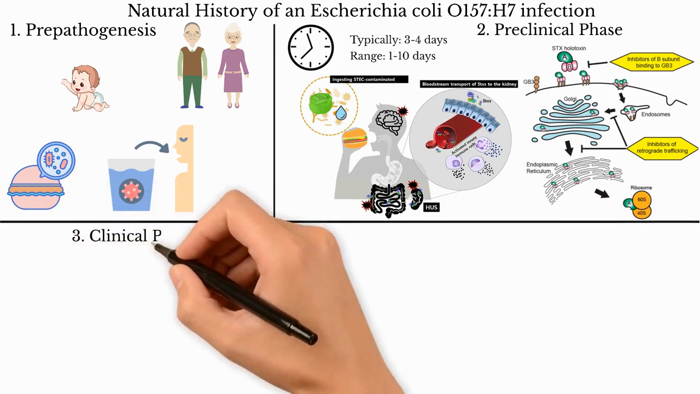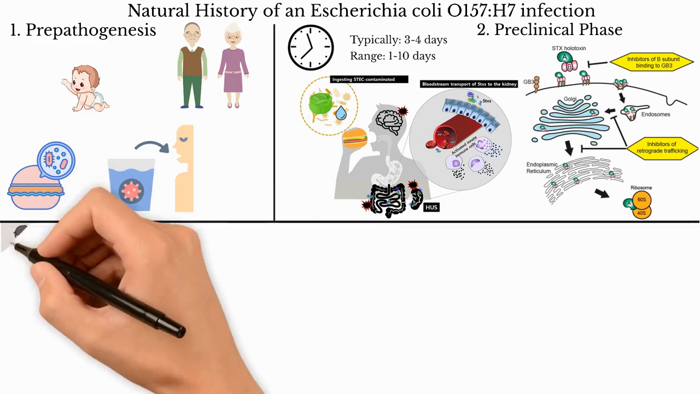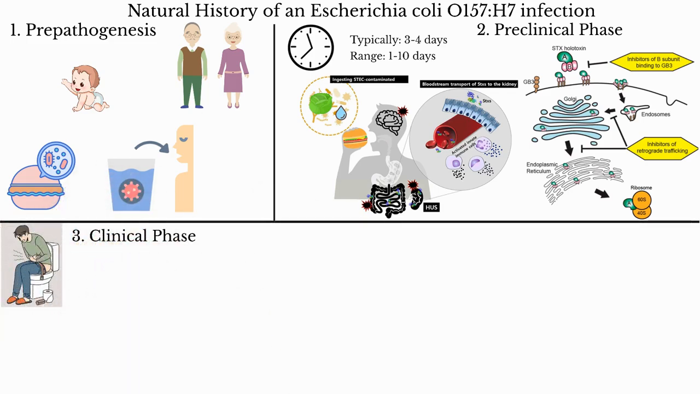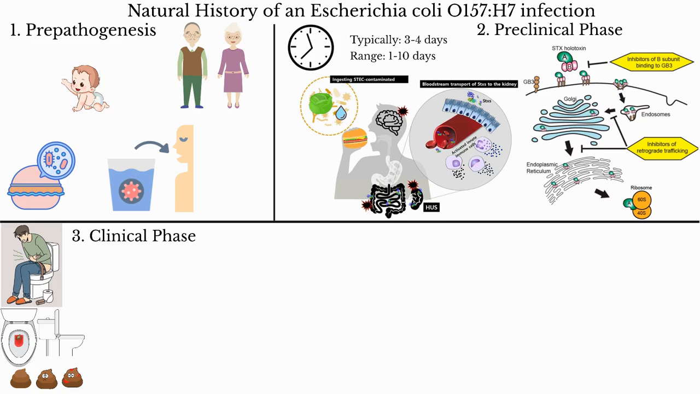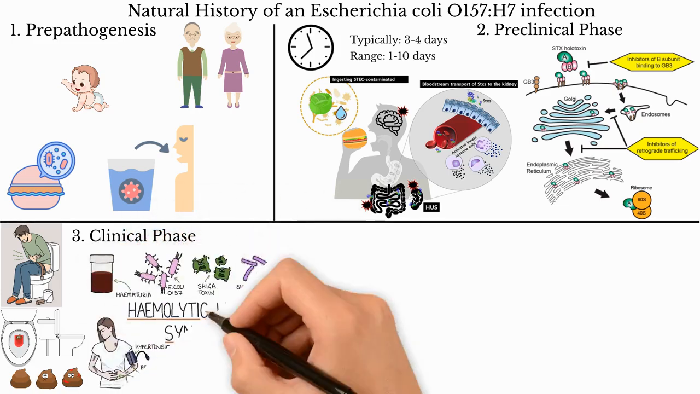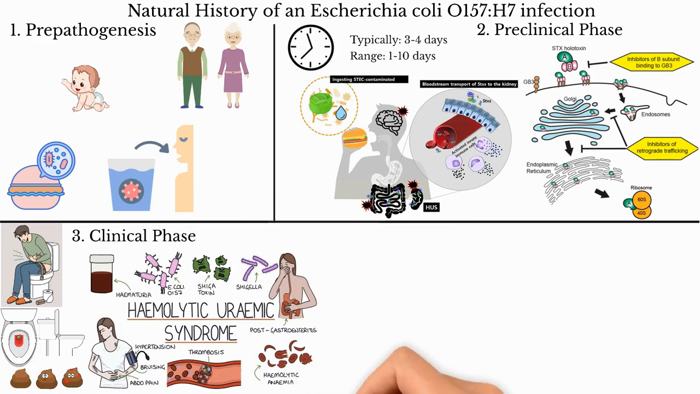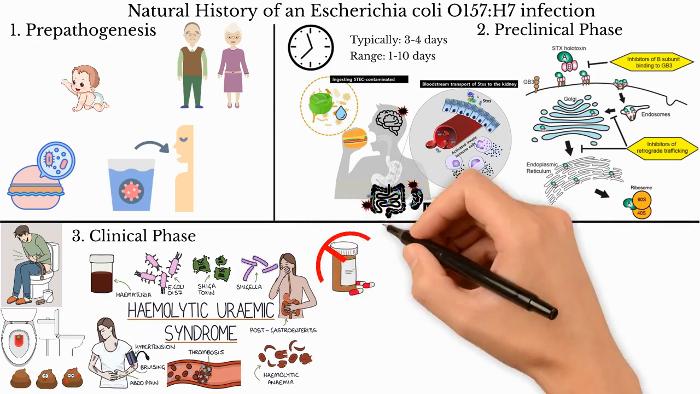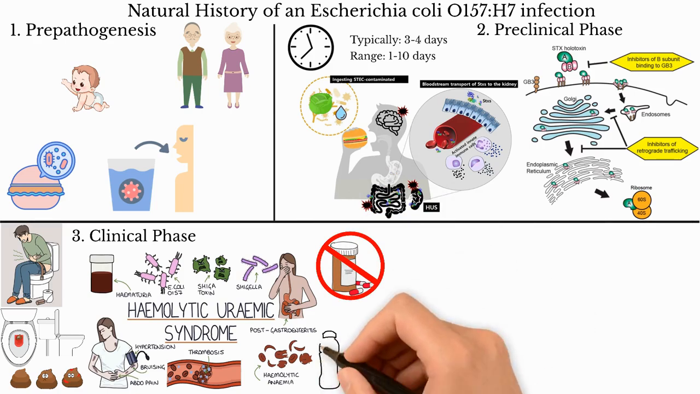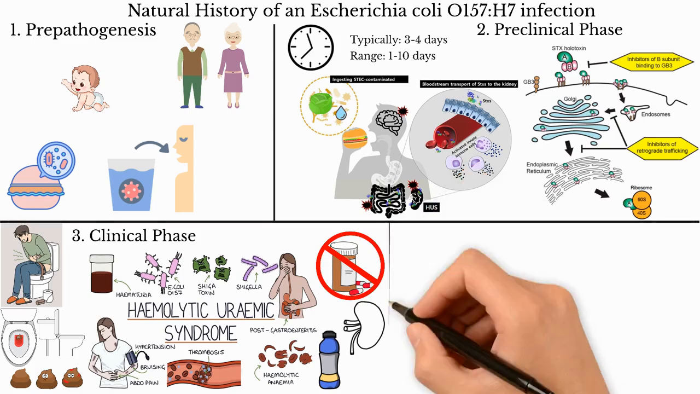In the clinical pathogenesis stage, the initial symptoms, or prodromal phase, are abdominal cramps and non-bloody diarrhea, which within 1 to 2 days becomes bloody and is called hemorrhagic colitis. Complications occur in 5 to 10% of cases, especially in children, who develop hemolytic uremic syndrome, a life-threatening condition involving acute kidney failure, hemolytic anemia, and thrombocytopenia. For clinical management, antibiotics should not be used because they can worsen the toxin release, and we have to provide supportive care, like hydration and monitoring kidney function.